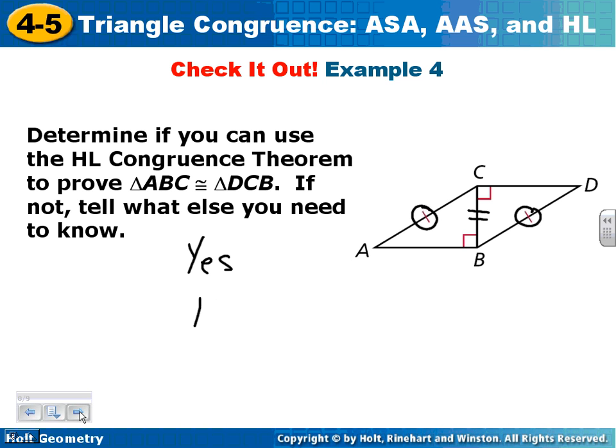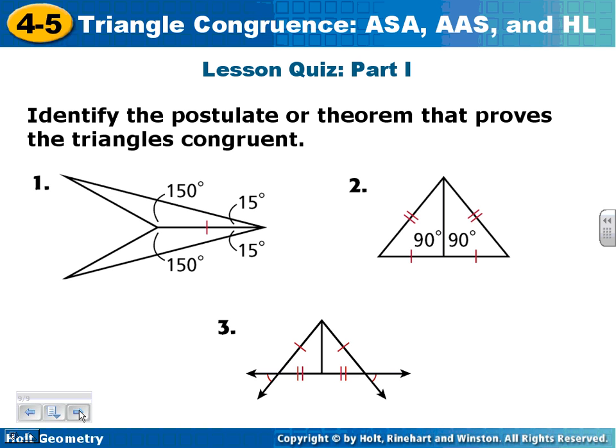Why are they congruent? Because of the HL congruence theorem. HL, hypotenuse leg. If you go to the last slide, identify the postulate or theorem that proves the triangles congruent. My choices are side, side, side; side, angle, side; angle, side, angle; angle, angle, side; and HL. I have 5 choices. So let's take a look at the first one.